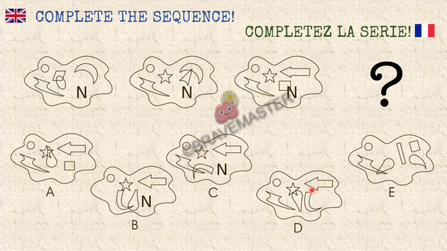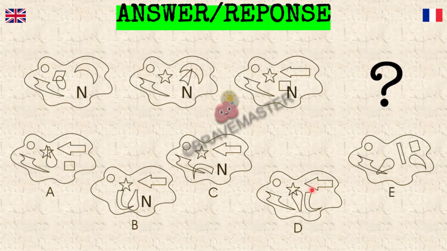Okay, it's time again to look at the correct answer. The logic here is that from one step to the next, if two little figures are touching each other, they disappear, and they are replaced by two other figures. So in this case, we have these two touching each other, they get replaced by these two. And now in the next one, these two are touching each other, they get replaced by this and this one.